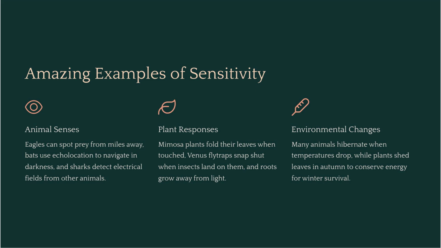Plants also respond. Mimosa leaves fold when touched. Venus flytraps snap shut on insects, and roots grow away from light. Even the environment causes changes. Many animals hibernate in winter, while plants shed leaves in autumn to survive the cold.